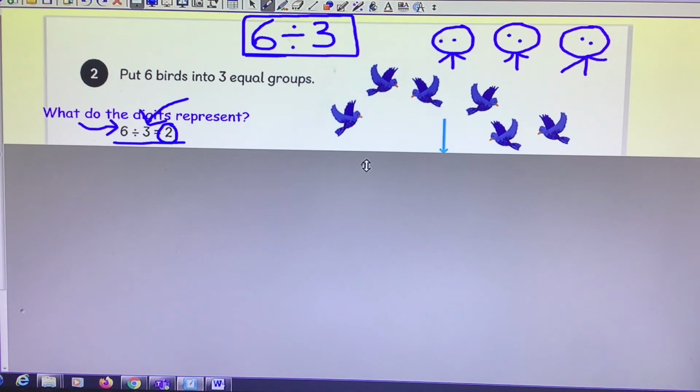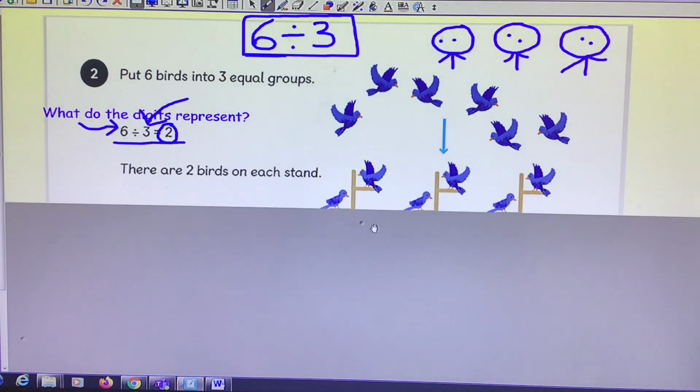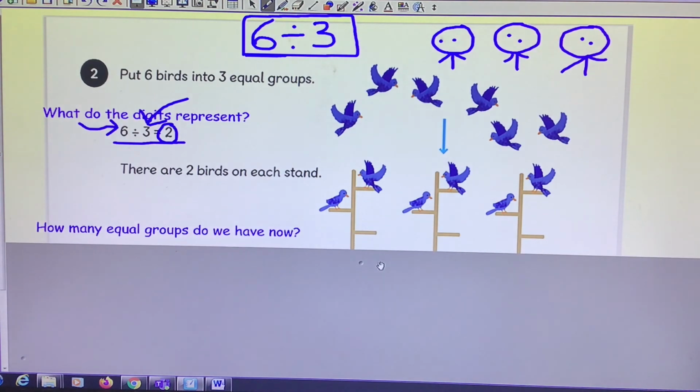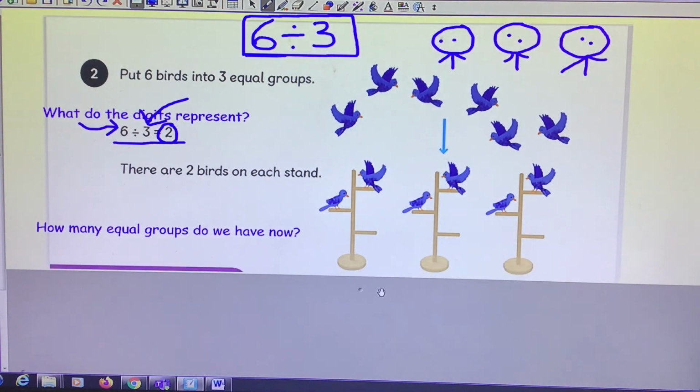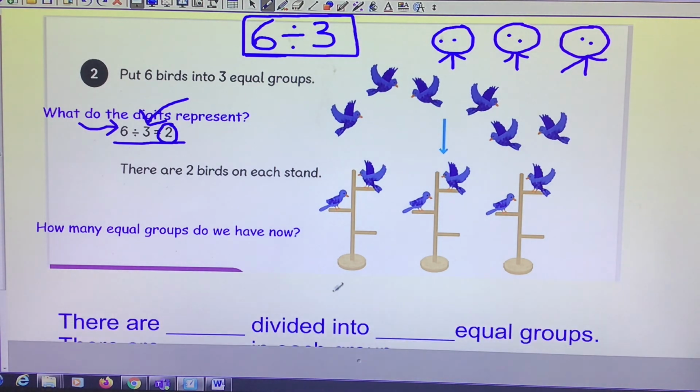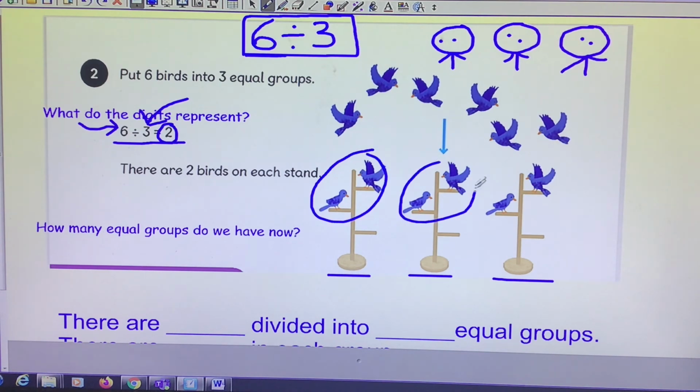Let's have a look what that looks like on the stands. There are 2 birds on each stand. How many equal groups do we have now? One, 2, there are 3 equal groups. But we have 2 birds in each group.